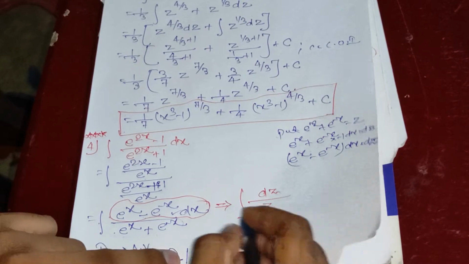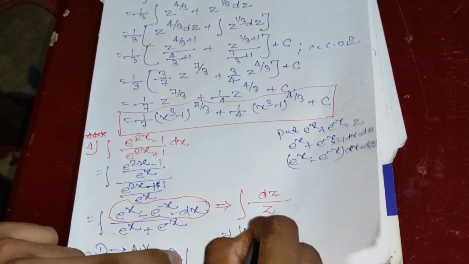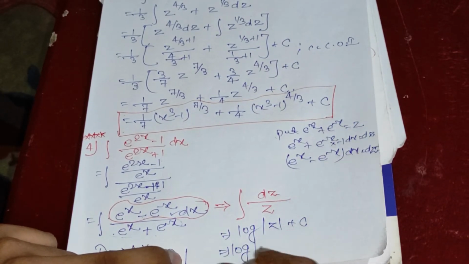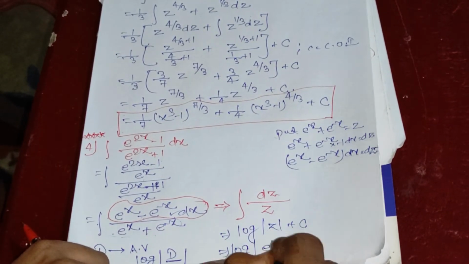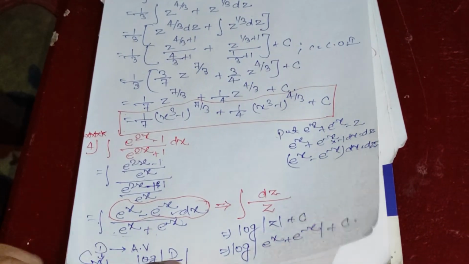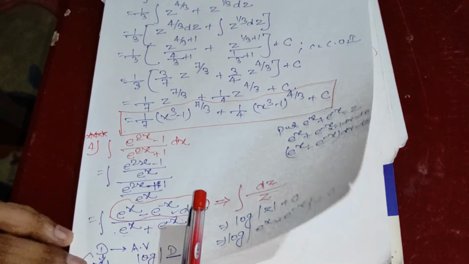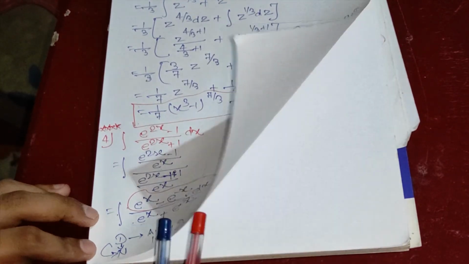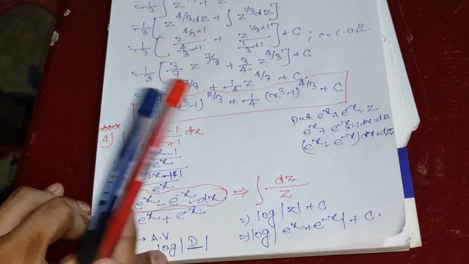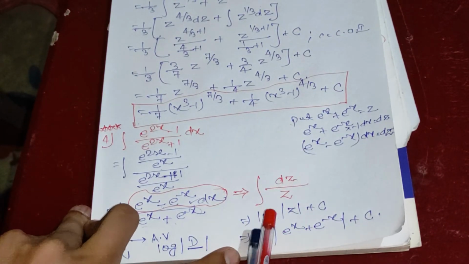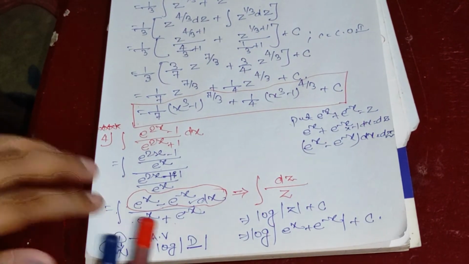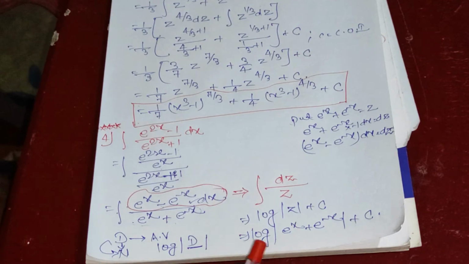So you know dz by z is log of z plus c, and after that you replace z by its value in terms of x, plus c. So whenever you get a term like this, we take the denominator as another variable, and after differentiation you get the numerator term, so you directly write log denominator. Got it? Okay, we will see one more question that will help you understand.